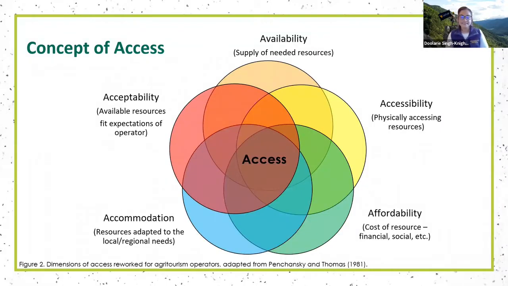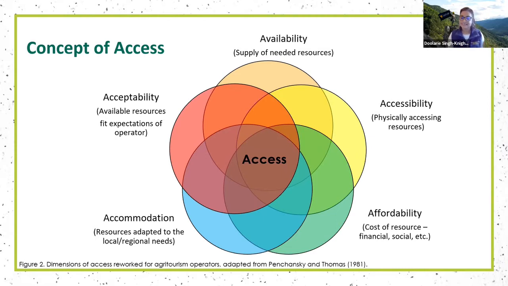So before moving into the data, I want to take a moment to explain the concept of access and what that would mean for designing appropriate educational strategies possibly for your clientele. This concept was developed in 1981 to include 5 dimensions to explain access. The concept was reworked by one of our colleagues on this project, Wei Wei Wang of UVM. And that was part of her dissertation work to look at access to resources for agritourism operators.